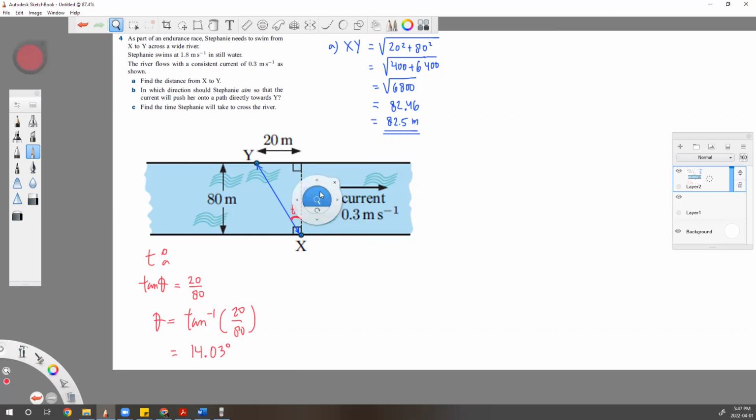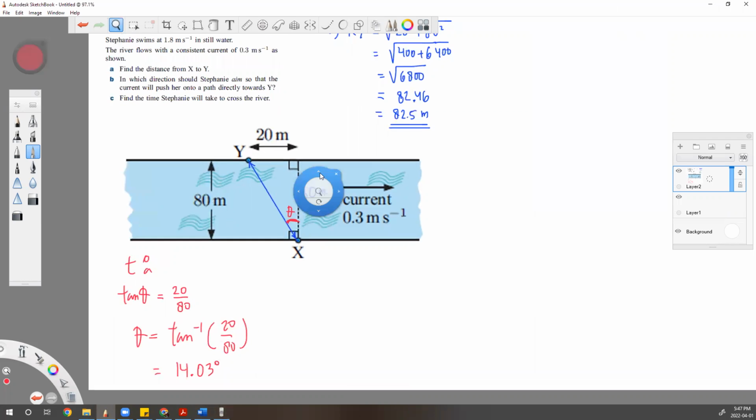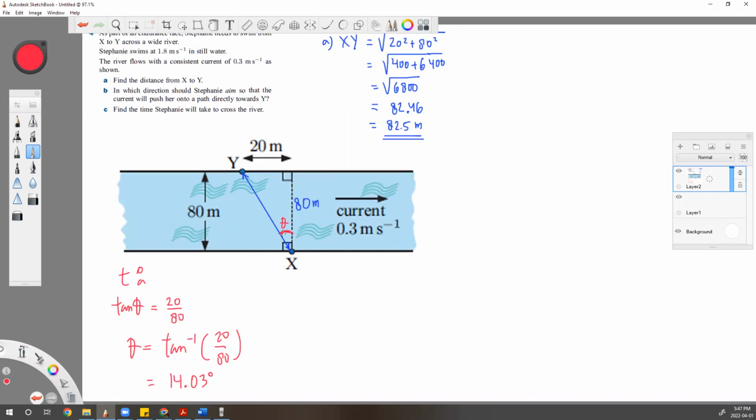Look at this. Stephanie swims 1.8 meters per second, right? Look at the logic. The current flows 0.3 meters per second to the right. So if Stephanie sticks to the direction to Y here, let's say this is Stephanie's direction of swimming. It won't work like that because of the current. Stephanie will go a bit to the right because the current goes to the right.